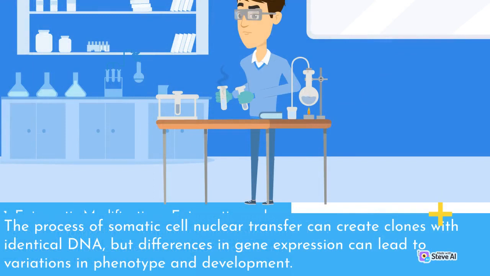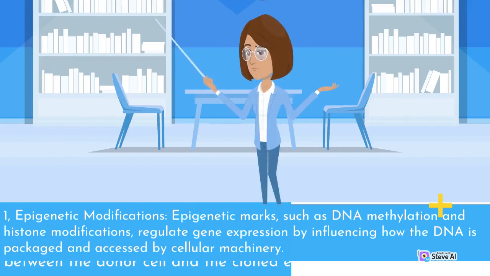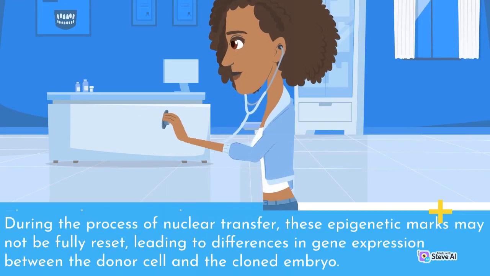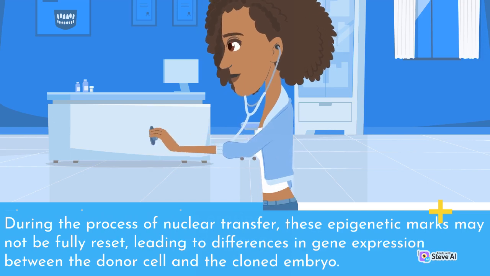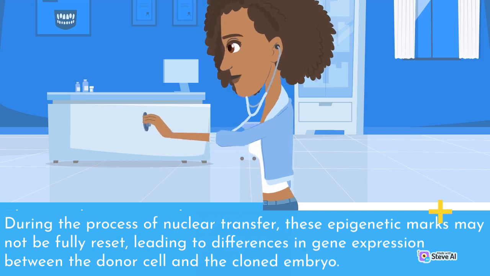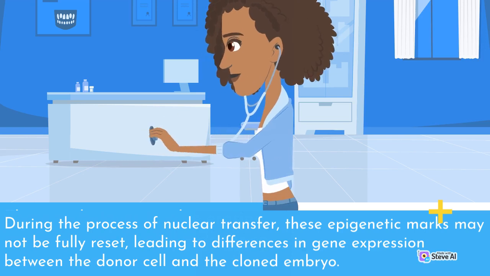The process of somatic cell nuclear transfer can create clones with identical DNA, but differences in gene expression can lead to variations in phenotype and development. 1. Epigenetic modifications. Epigenetic marks, such as DNA methylation and histone modifications, regulate gene expression by influencing how the DNA is packaged and accessed by cellular machinery. During the process of nuclear transfer, these epigenetic marks may not be fully reset, leading to differences in gene expression between the donor cell and the cloned embryo.